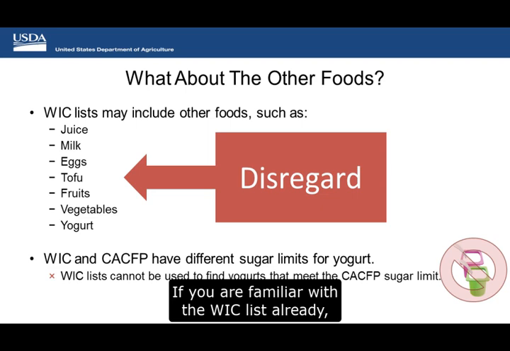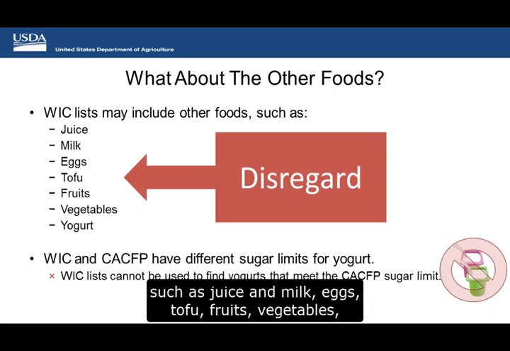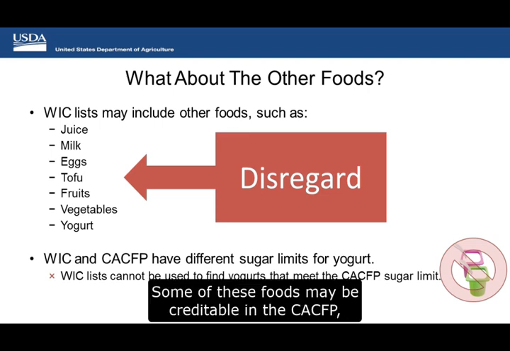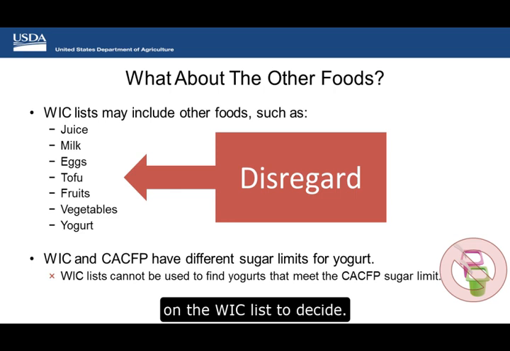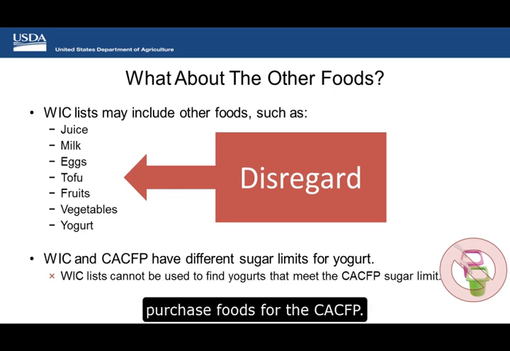So if you are familiar with the WIC list already, you know that they may include other foods such as juice and milk, eggs, tofu, fruits, vegetables, and yogurt. Some of these foods may be creditable in the CACFP, but you may need more information than what is written on the WIC list to decide. You can disregard these sections when using the WIC list to purchase foods for the CACFP.